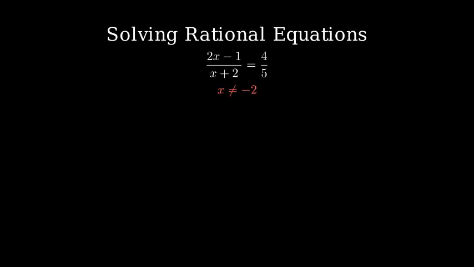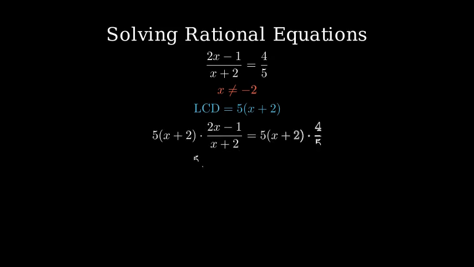The first step in solving rational equations is to multiply both sides by the least common denominator. In this case, our denominators are x + 2 and 5. So our LCD is 5 times the quantity (x + 2). Now, let's multiply both sides of the equation by this LCD.